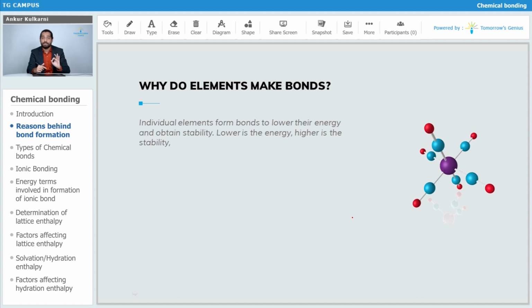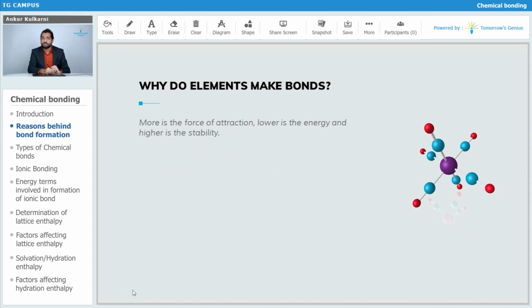The energy and stability are related to each other, inversely proportional. So when bond formation takes place, there is an increase in stability. When we say increase in stability, that means lesser will be the energy. Now let's understand further. Individual elements form bonds to lower their energy and obtain stability. And that is the main motive of bond formation, to attain stability. As we have discussed, lower is the energy, higher is the stability, correct?